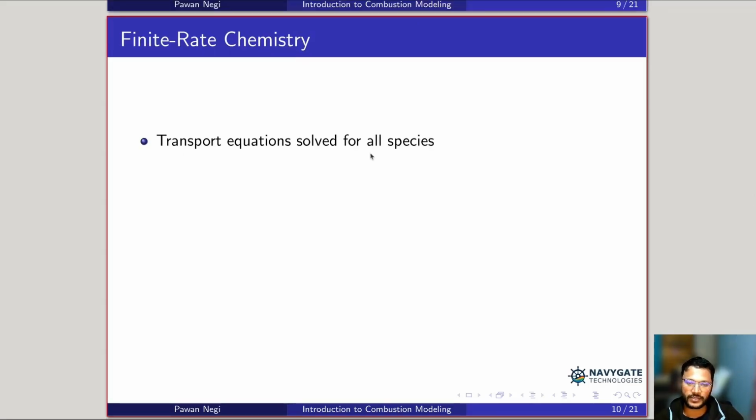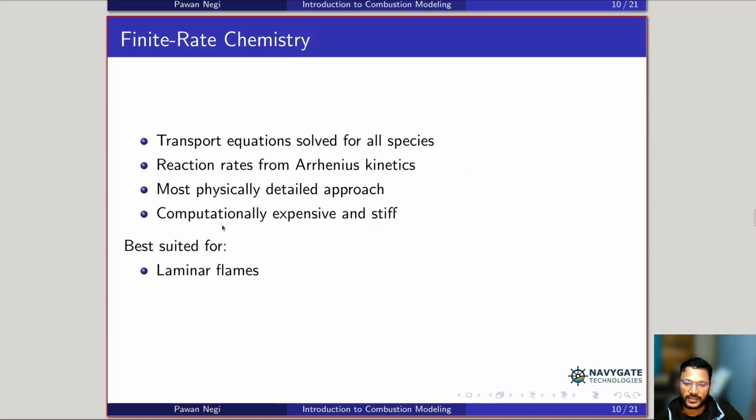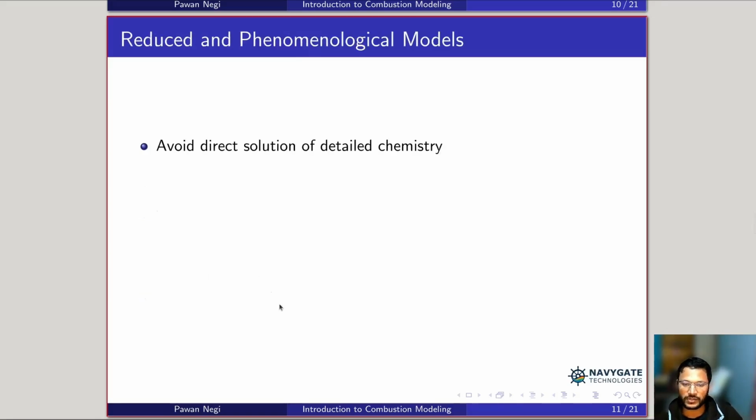In finite rate chemistry, we solve the transport equation for all the species, and then the reaction rates are obtained from the Arrhenius kinetics. The coefficients for this equation are usually obtained from experiments and literature, and it is the most physically detailed approach, but it is very computationally expensive and stiff because the time scale of the chemical reaction rates is very small compared to the time scales of the fluid flow. Then this is best suited for laminar flames and weakly turbulent reacting flows.